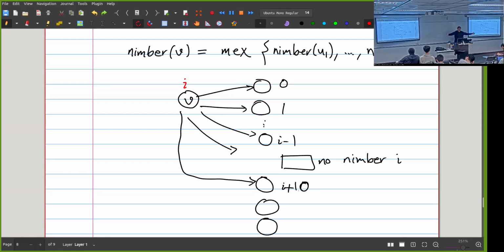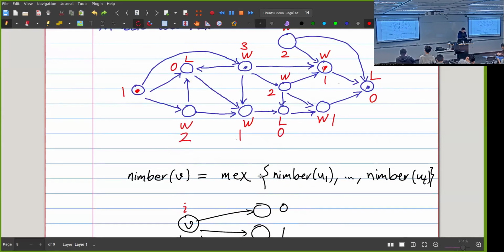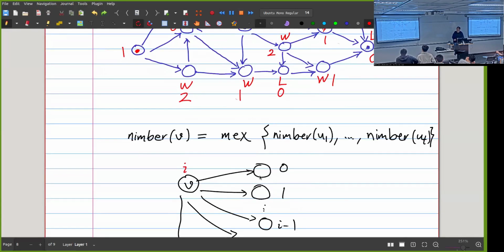If I give him more strategies, if I say now you have some extra choices as well, he would just not take those choices because he's winning anyway, right? So this is the intuitive idea. Of course, I will give you a link to a formal proof of this as well.